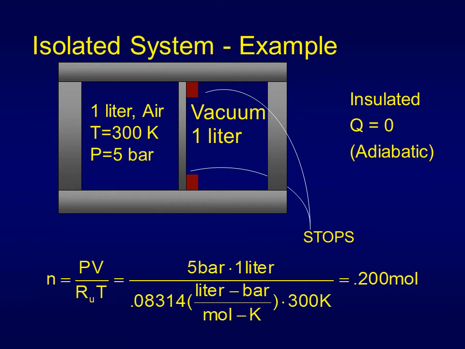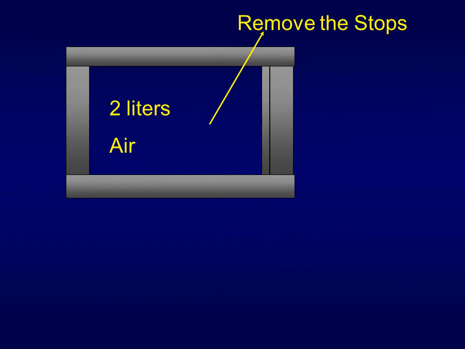If we calculate the moles in the system, remember PV over RT is equal to moles. We find we have 0.2 moles in that system. Suppose that's a 1 liter on the left. There's nothing in the right hand chamber because it's a vacuum. We remove the stop and suddenly we have 2 liters. That piston flies to the right, 2 liters.